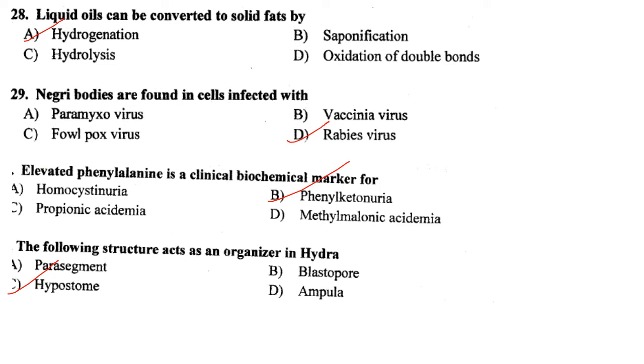Then liquid oils can be converted to solid fats by... So they can be converted by hydrogenation. Answer is option A. Negri bodies are found in cells infected with... So they are found in cells infected with rabies virus. Answer is option D. So Negri bodies are eosinophilic, sharply outlined pathognomonic inclusion bodies found in the cytoplasm of certain nerve cells containing the virus of rabies.